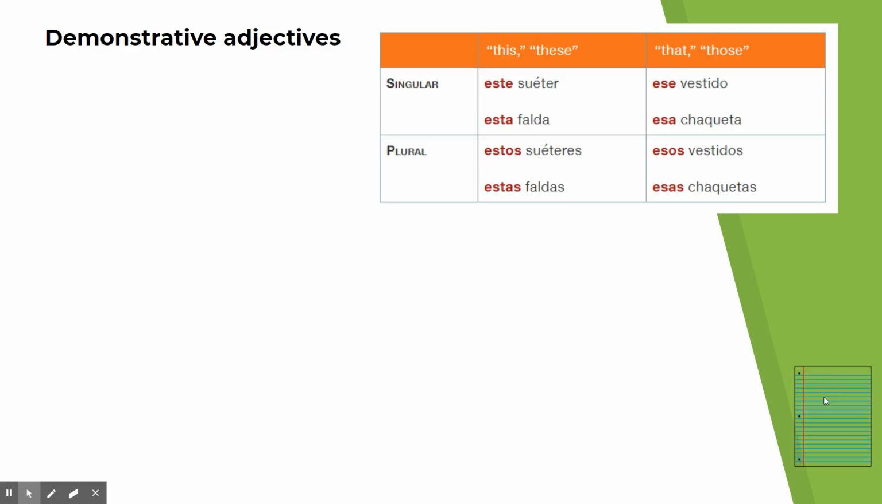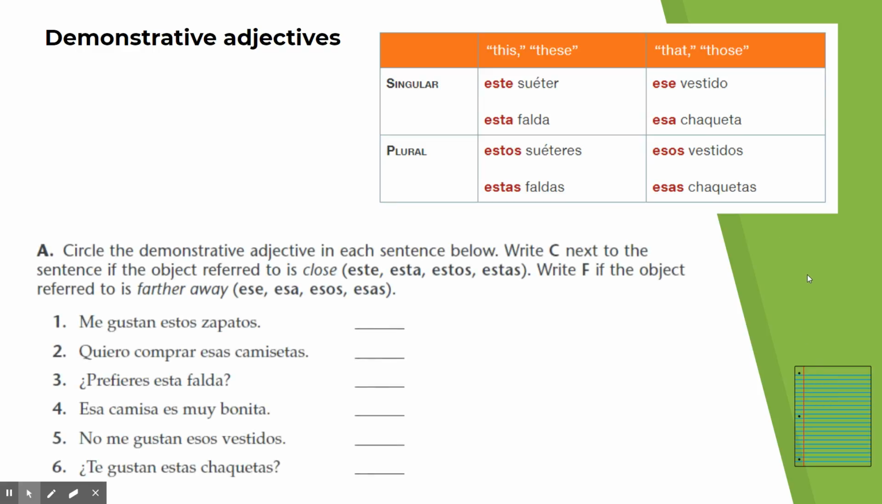Okay, so I want you to continue to write for this next activity. There's two pieces. I want you to circle the demonstrative adjective. Therefore, I would like you to copy the 6 sentences. You're going to circle the word from this chart, the word that's in red. And then I want you to decide, is it one of the ones that's close by? Write the letter C. Or is it one that's far away? Write the letter F. Close and far. Go ahead and press pause and start the video again once you're done with the 6 sentences.